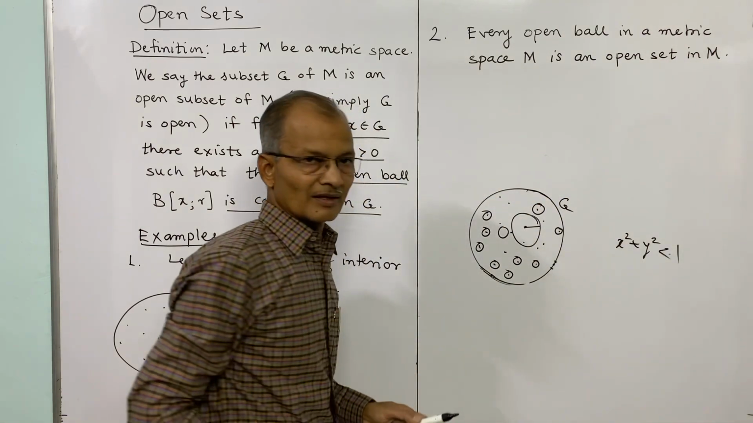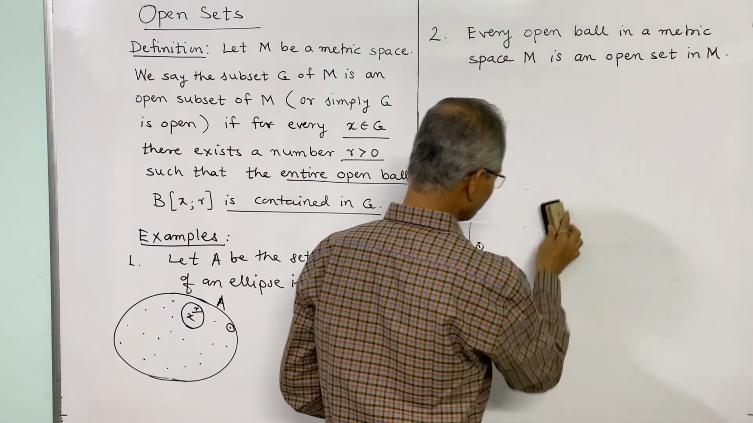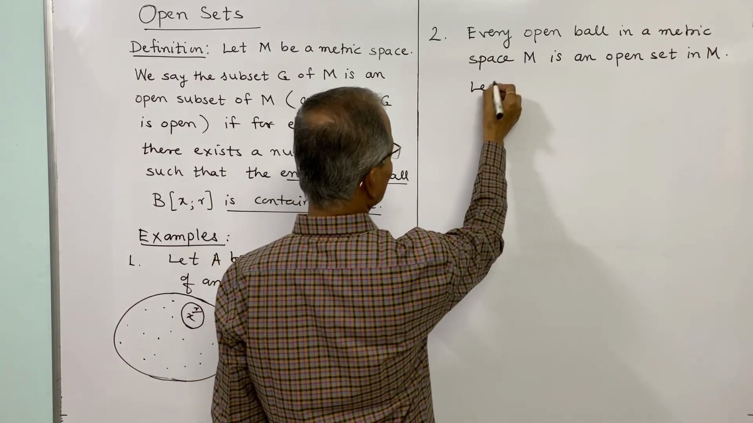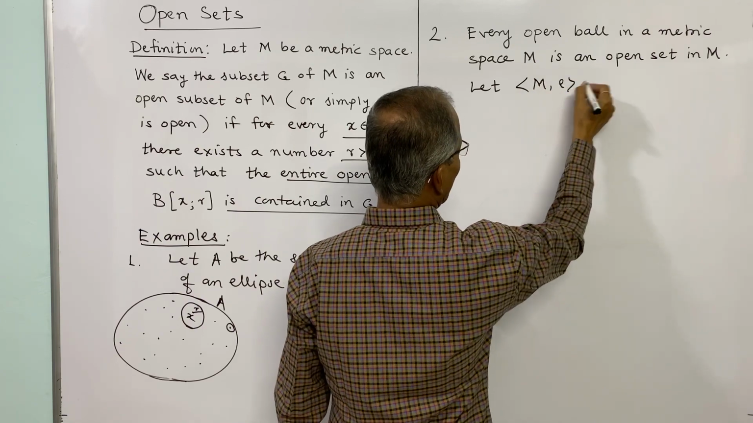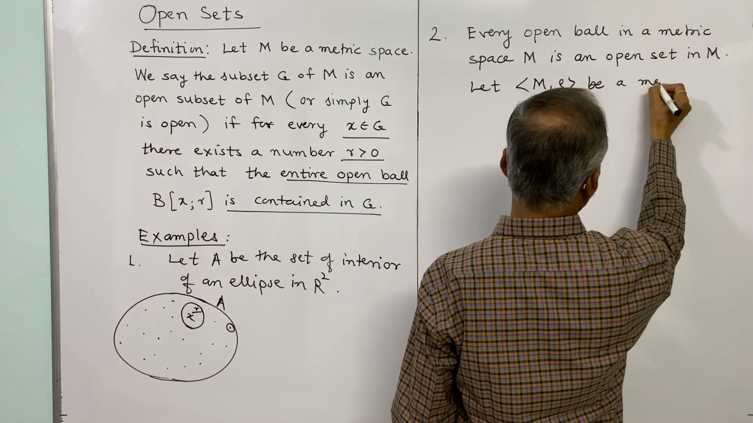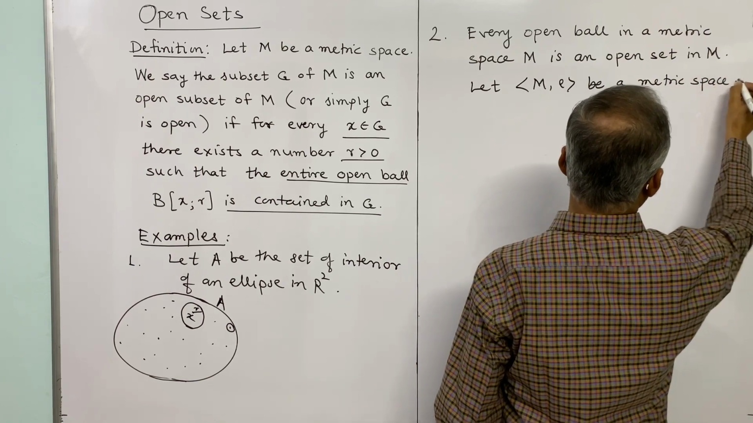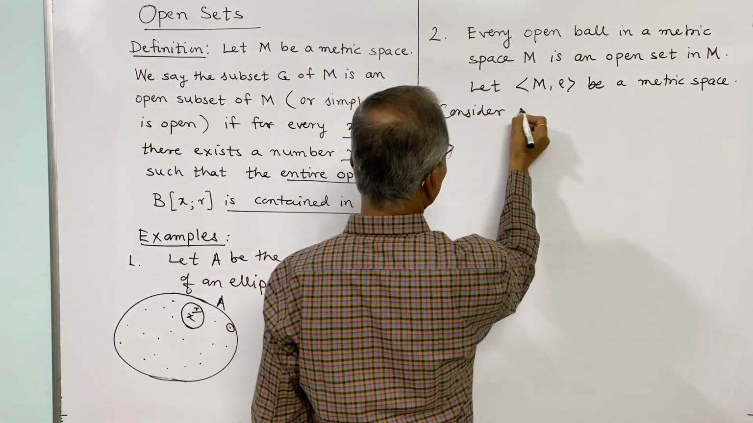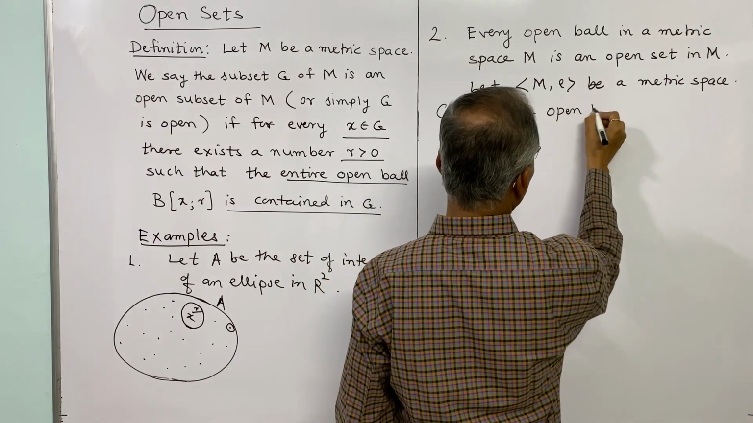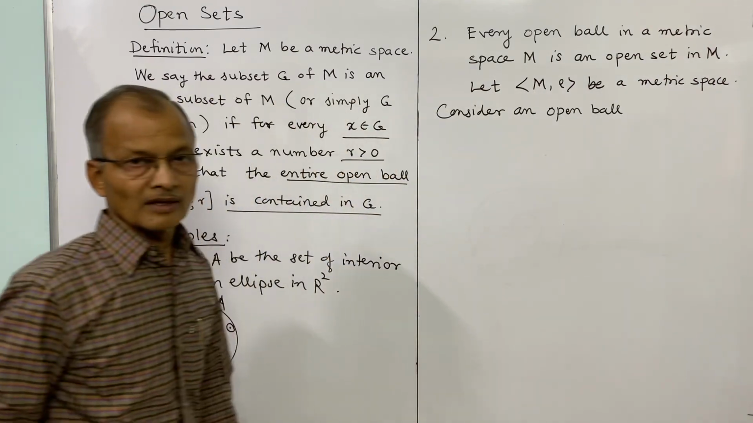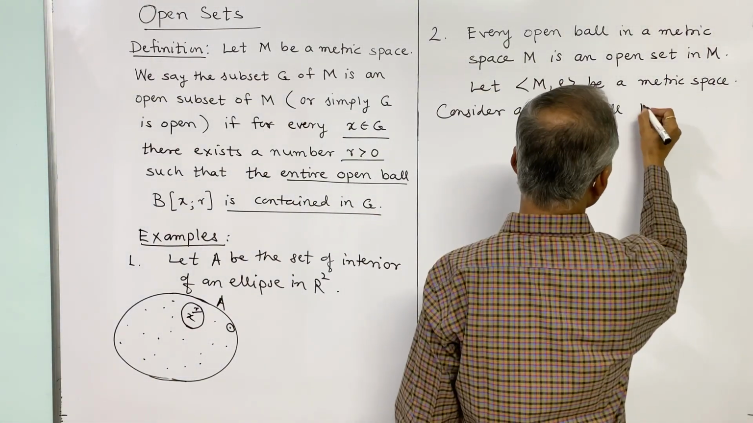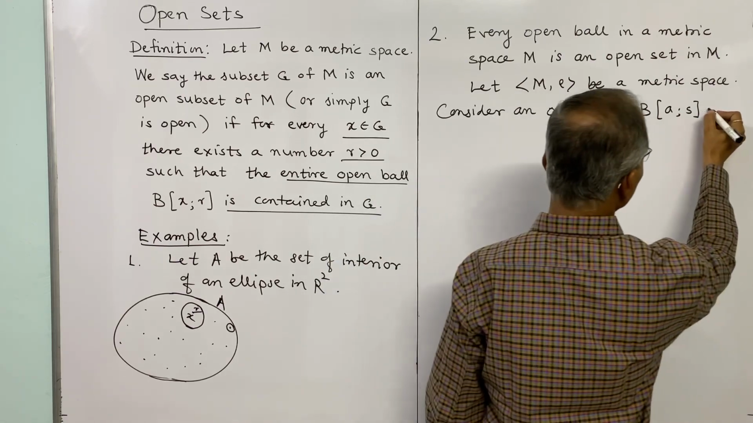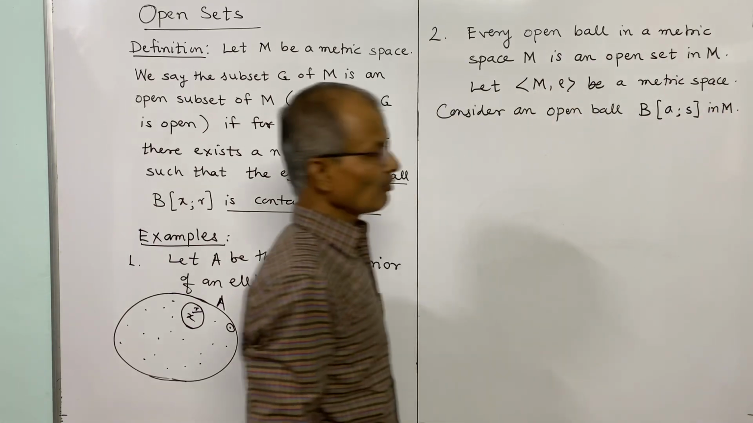Every open ball is an open set. Now we shall prove this. Let (M, rho) be a metric space, and consider an open ball, say around a point A. Consider an open ball B of radius s around point A in M. This open ball we have considered in M.